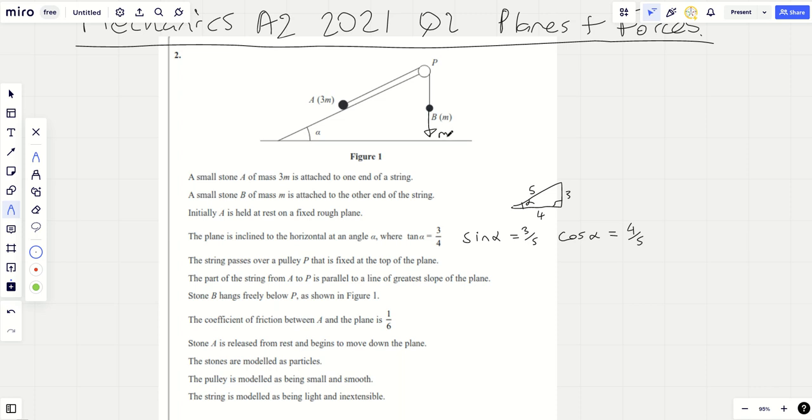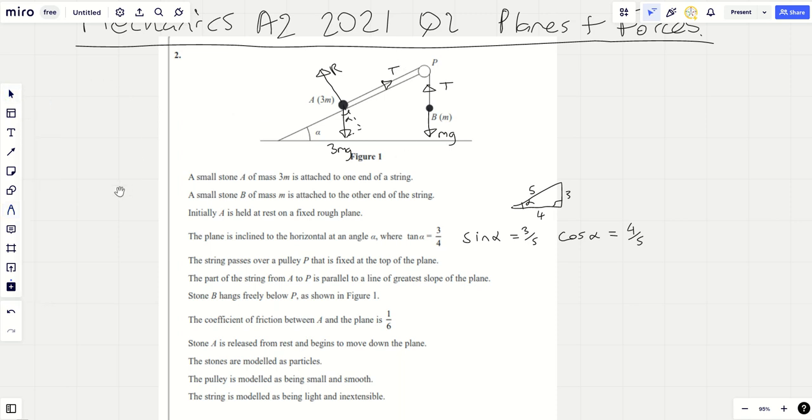Okay, let's start doing our diagram. We're going to have an mg going down here, t going up there, and we're going to have a 3mg down here. We have an alpha in it and an r going up like that. We're going to have a t pulling this one up here.